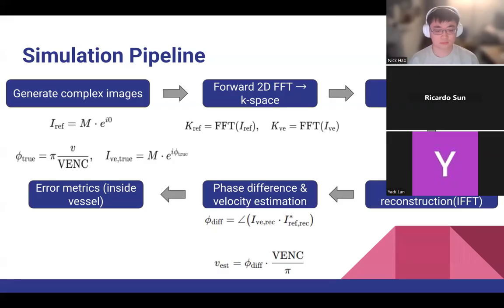We compute the phase difference, phi difference, using the angle of the complex conjugate product. We then derive the estimated velocity, v estimate, by scaling the phase difference by the VENC factor over pi. Finally, we compute the error metrics, strictly evaluating the accuracy inside the vessel region. Next slide, please.